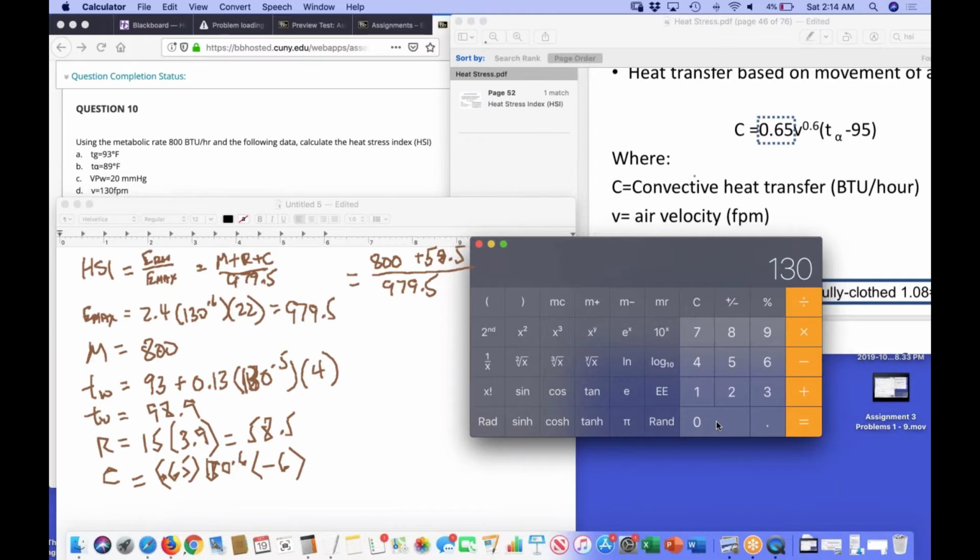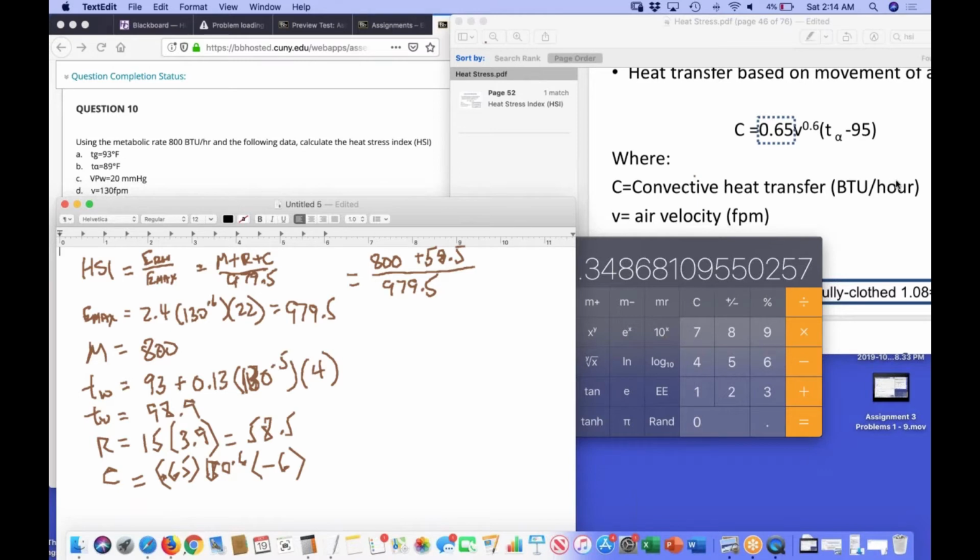As I said, it's a little tedious, but we'll get there eventually. 130 to the 0.6 power, times 0.65. Okay, that looks right. Times a minus 6. And that turns out to actually be a negative number, negative 72. So C is equal to negative 72. So we'll throw negative 72 up here, and let's do our final calculation.